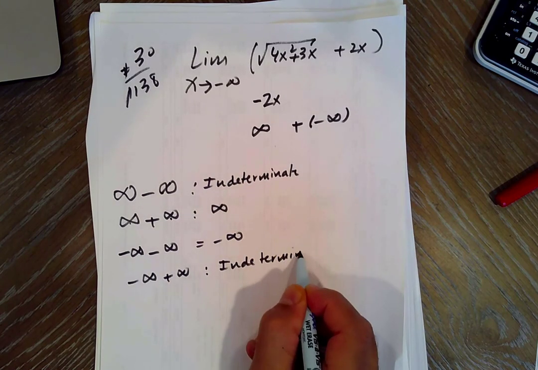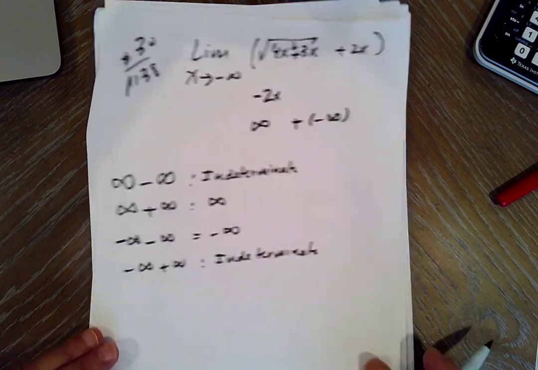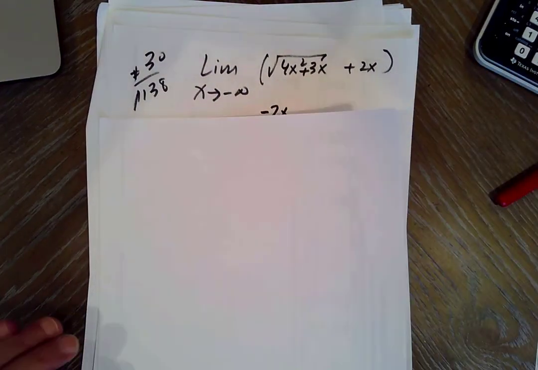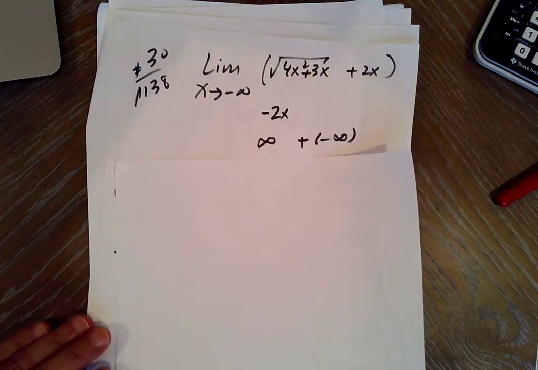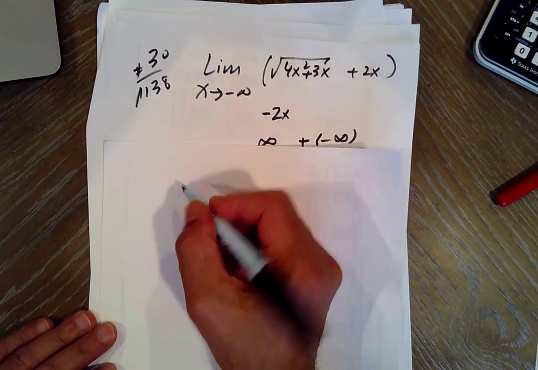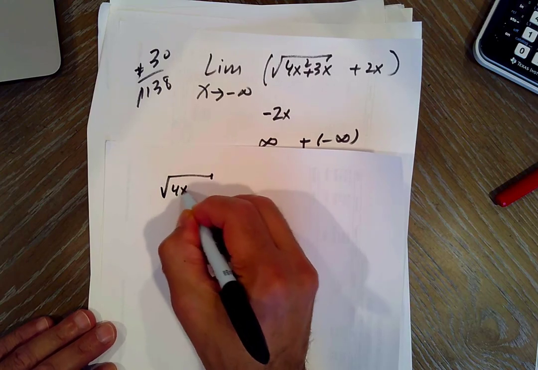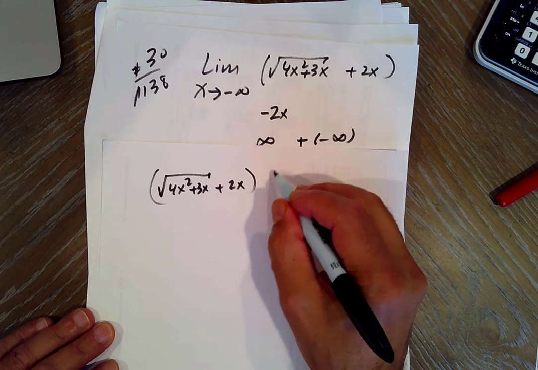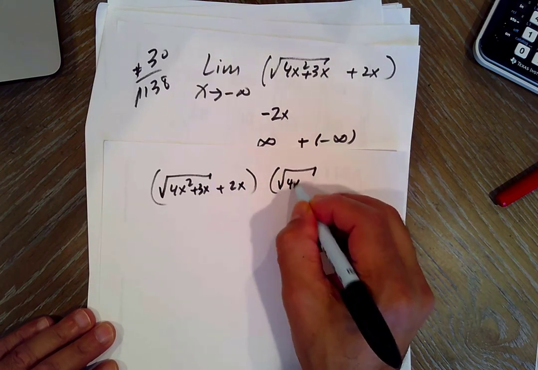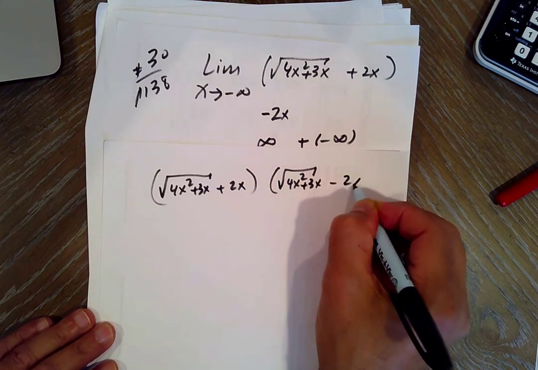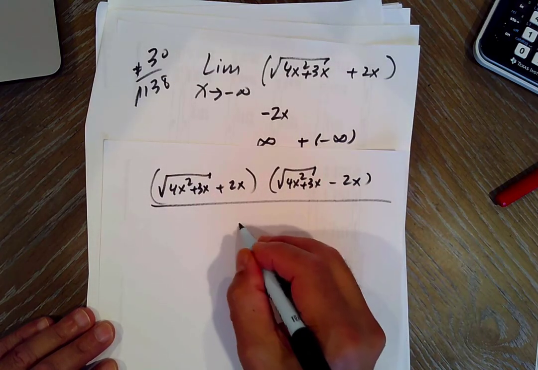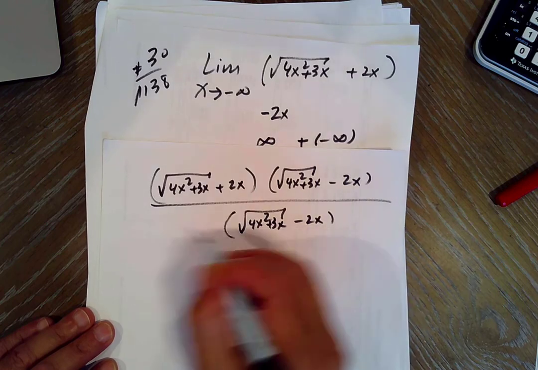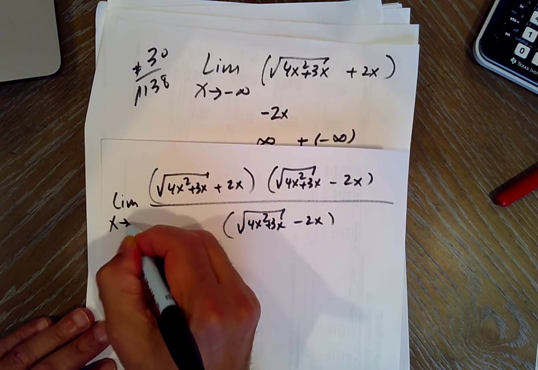Okay. So if you do that, then we don't know what to do. So since it's a square root, we're going to rationalize. So how do we rationalize it? We multiply by the conjugate, and the conjugate is square root of 4x squared plus 3x minus 2x, and divide by the same, square root of 4x squared plus 3x minus 2x. And then we're going to do the limit as x goes to negative infinity.